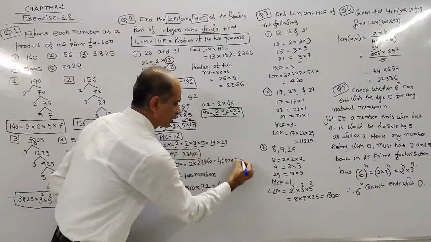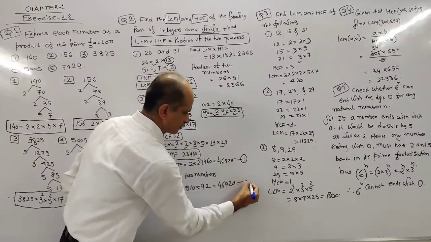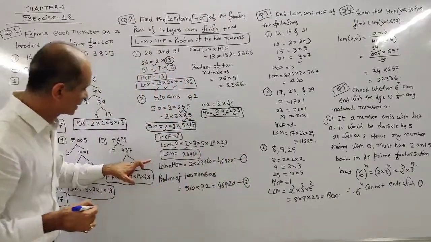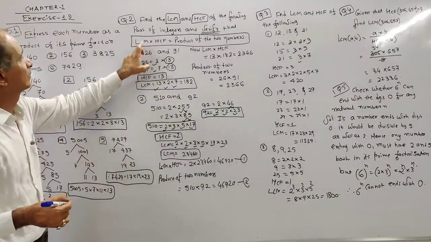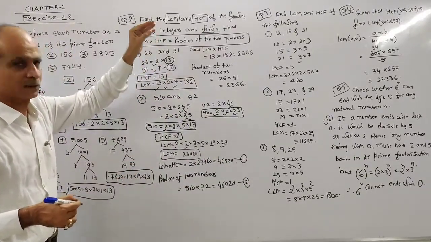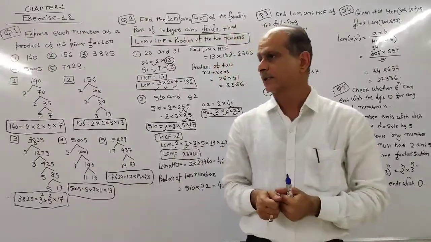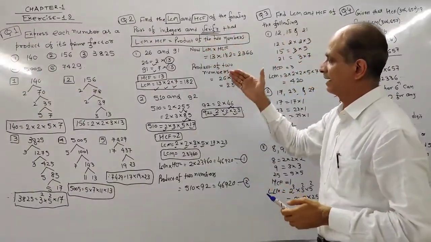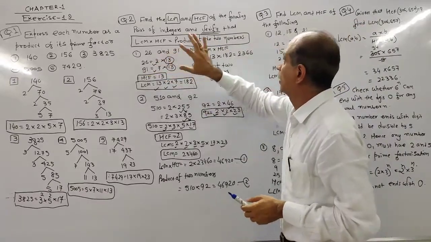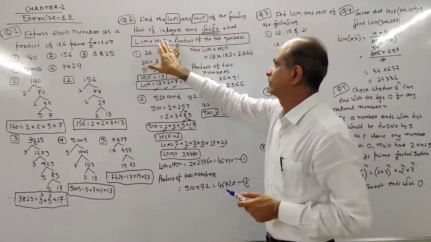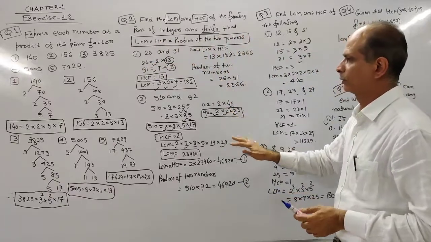So from this, equation number 1 and equation number 2, we can say that HCF into LCM is equal to the product of two numbers. So the second example is how to find out HCF and LCM of two numbers, and how to verify HCF into LCM is equal to the product of two numbers.